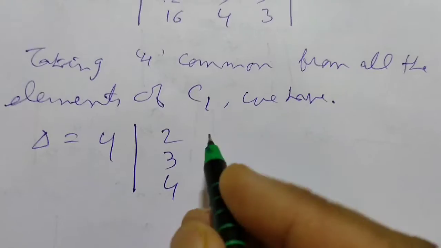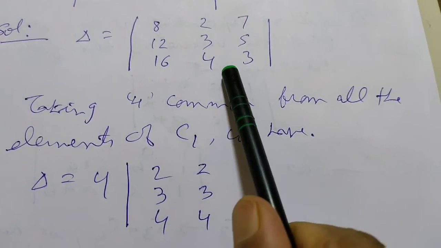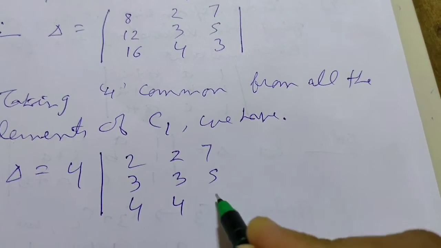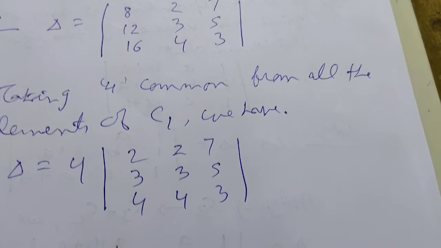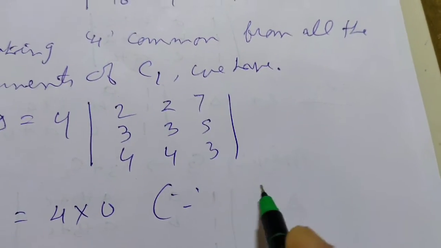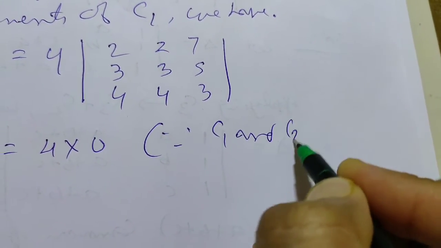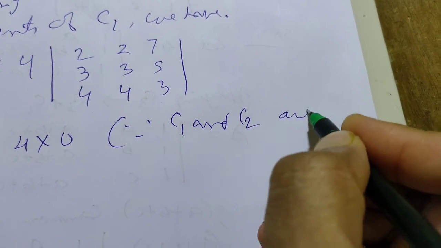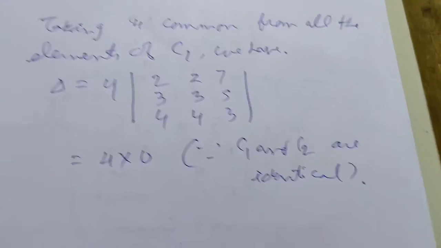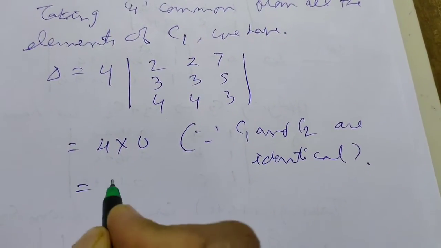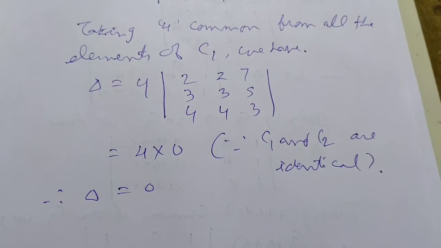Now what is column 2? Column 2 is also 2, 3, 4. And what is column 3? That is 7, 5 and 3. Equal to 4 into 0. Why is it 0? Because, as you have written the reason, column 1 and column 2 are identical. So we can say that the value of the determinant is equal to 0. Therefore delta equal to 0. So this is what we have got.